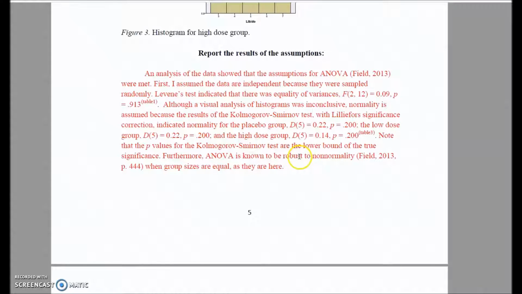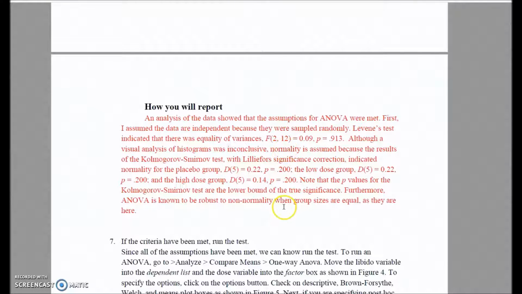Furthermore, ANOVA is known to be robust to non-normality. You just have to write that statement. You do not have to write the reference when group sizes are equal, as they are here. So my group sizes are equal and it is robust to non-normality. So this is the way you write an assumption report for ANOVA. And so here is a clean copy that you are going to use when you do your assumptions.